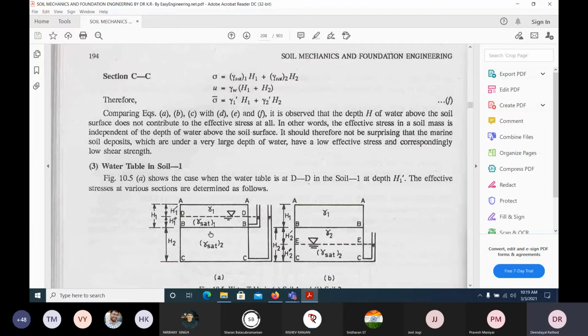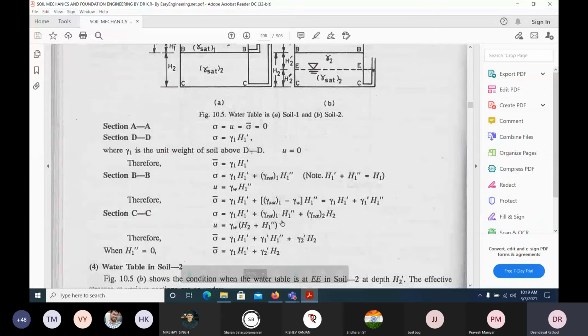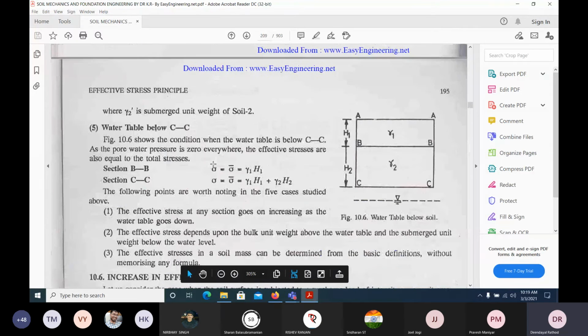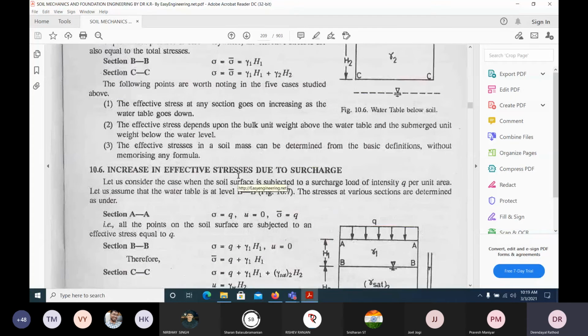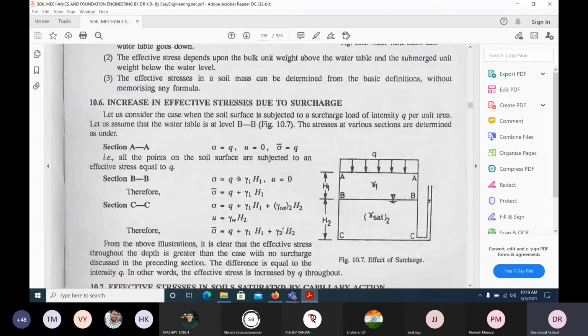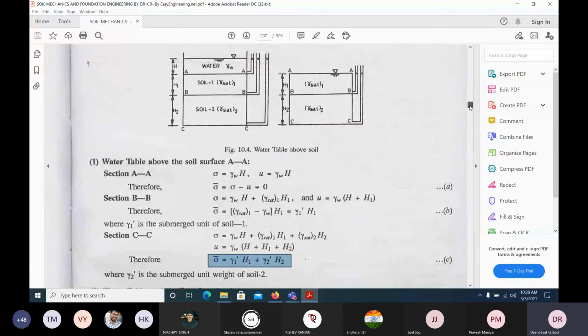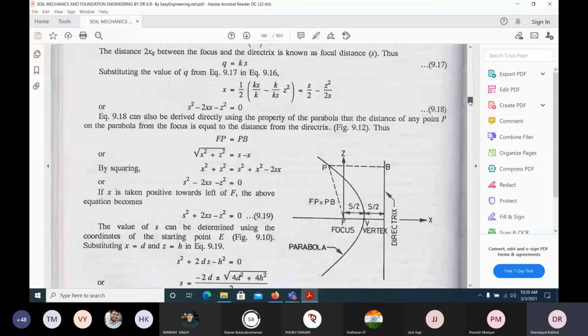Then what you do is, keep the water table somewhere in the middle and find out again. So this is what is given. You can play with it. So this is all about effective stress. Please read it today. Take one standard book and read this. Understand what effective stress is all about.